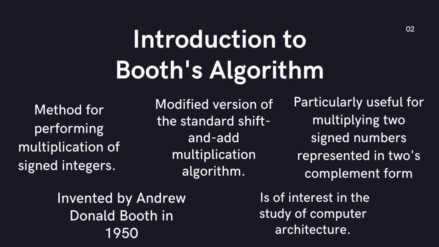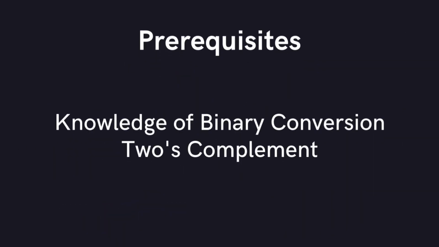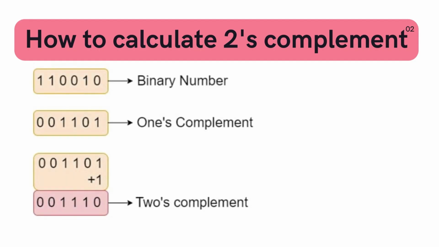Now, let us look at the prerequisites for using Booth's algorithm. You need to know how to calculate 2's complement before understanding Booth's algorithm. The first step is to convert the given decimal or hexadecimal number into binary. Next, we find the 1's complement of that binary number. 1's complement is nothing but replacing 0 in place of 1 and vice versa. Then we add 1 to the result to give 2's complement. Thus we have calculated 2's complement of a given number.